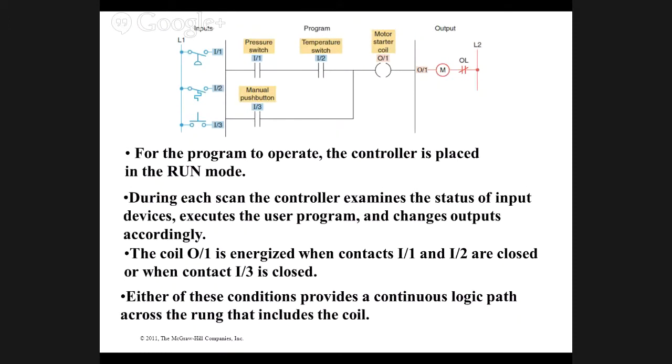For the program to operate, the controller is placed into the run mode. Now, PLCs usually have 3 modes. They either have a program mode, where you're writing the code, a run mode, or most of them have what's called remote, which means that remotely, with the software, you can change it to run or program. It's remotely controlled. Or you have a little key switch that says you're either run or not.